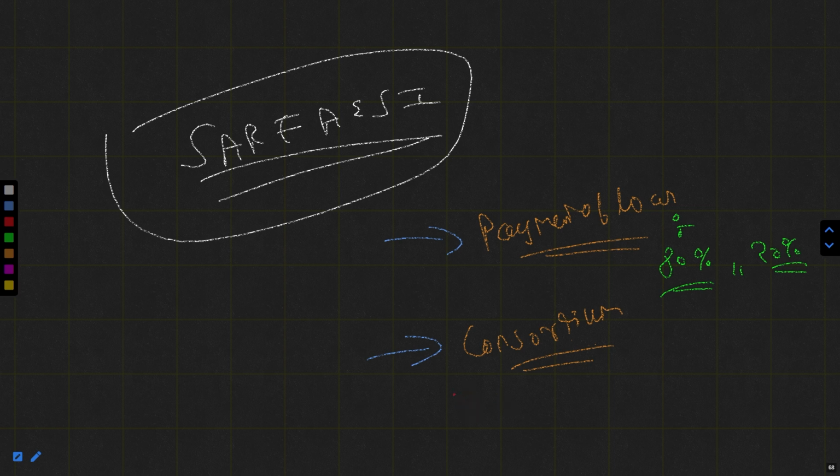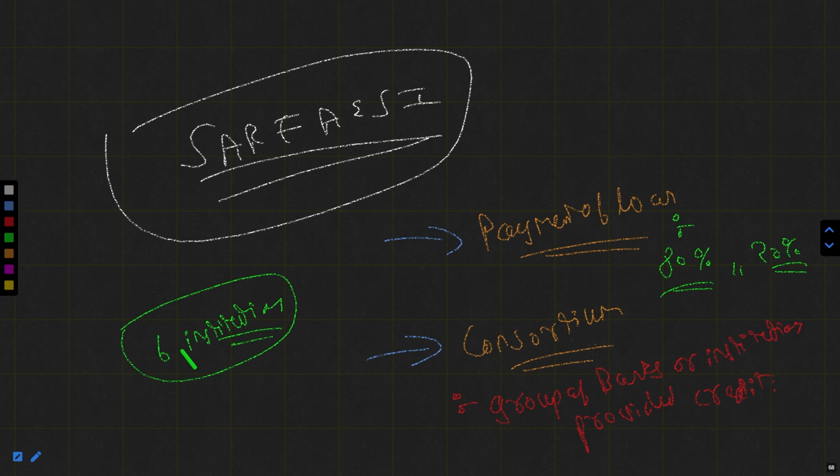Thereafter, the second case is the consortium. Consortium means not an individual financial institution provided the credit, but a group of banks or institutions provided the credit. There is no single entity. In such a case, suppose there are 6 institutions involved.